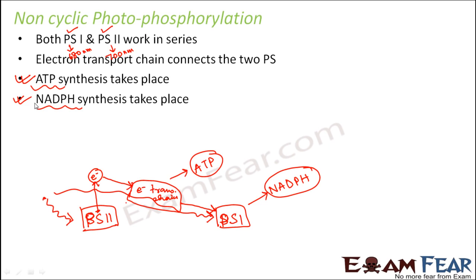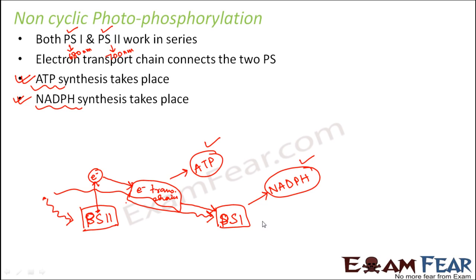So this ATP and NADPH which will be produced here will be utilized in the dark reaction to synthesize sugar. Right? So now our aim is to understand this non-cyclic photophosphorylation in detail. That is how it travels through the transport chain, why it travels through the electron transport chain, how ATP is produced, how NADPH is produced. We will understand all that.